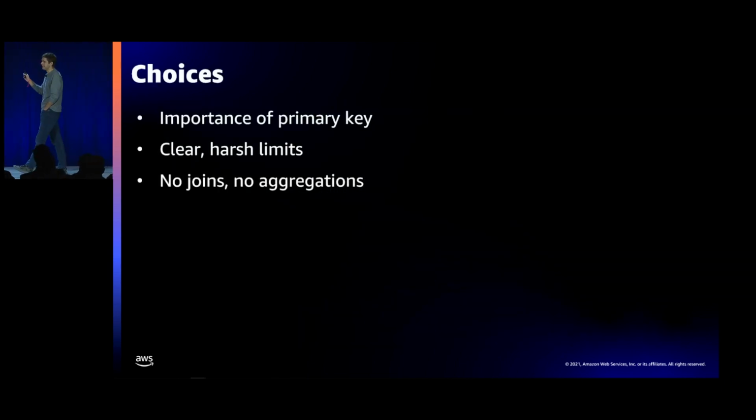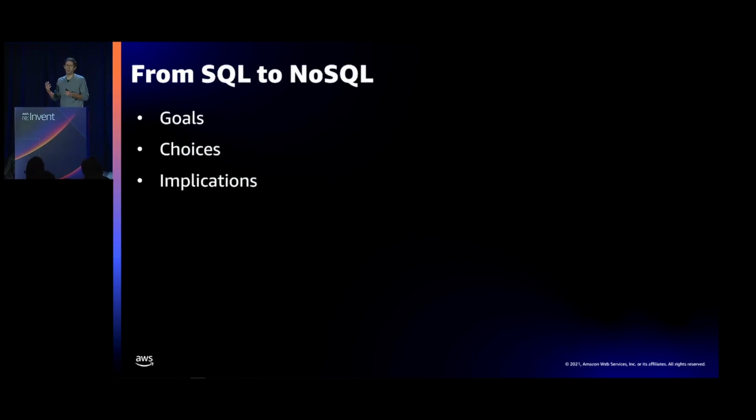So those are the 3 choices with Dynamo, right? So we have those goals we were aiming at. Here are the choices the DynamoDB architects and product team gave to us, right? The importance of that primary key, particularly that partition key, doing all that work to figure out which partition we're working on. Then we have those clear harsh limits, and then finally removing some features that don't have great operational performance for us.